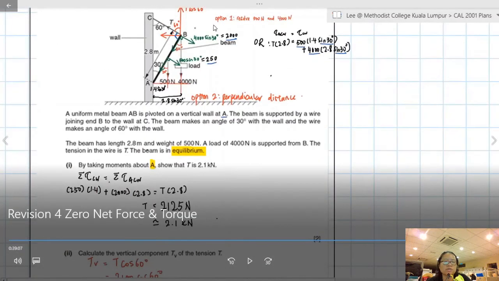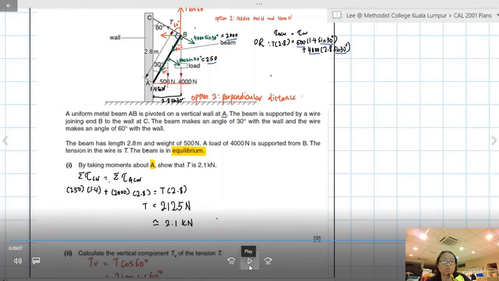I would like to mention here that both green arrows, we take perpendicular to the bar because we care about the distance and we want to find the moment. So we are looking for perpendicular distance. This one we resolve up and down because eventually they're asking you to compare with 4000 and 500 newtons. So this red arrow has to be parallel to 4000 and 500. How you resolve is dependent on what you want to do in the question. Don't go memorizing this kind of thing, try to understand.